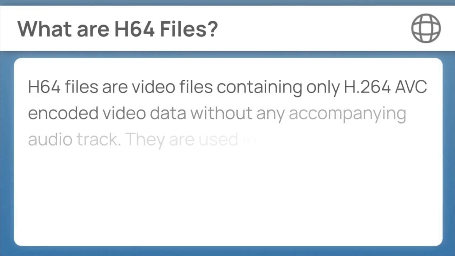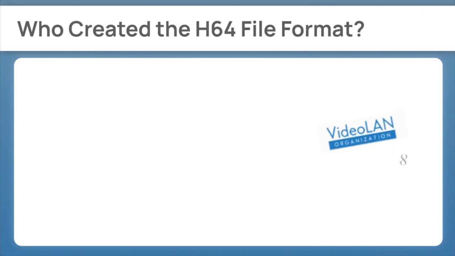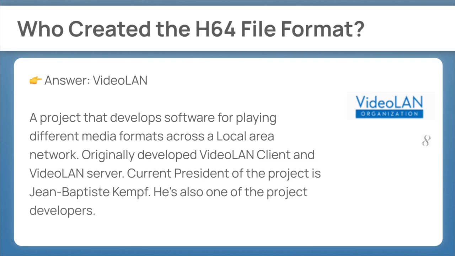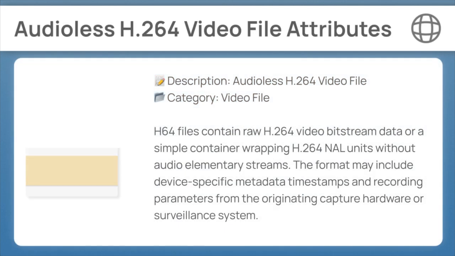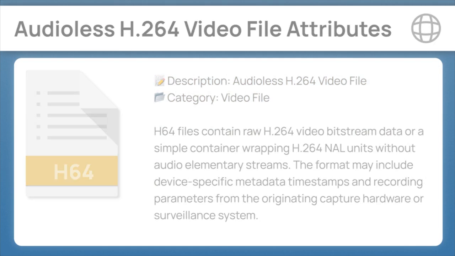H64 files are video files containing only H.264 AVC encoded video data without any accompanying audio track. They are used in security cameras, dashcams, and specialized video capture systems where audio recording isn't included or required. H64 files contain raw H.264 video bitstream data or a simple container wrapping H.264 NAL units without audio elementary streams. The format may include device-specific metadata, timestamps, and recording parameters from the originating capture hardware or surveillance system.